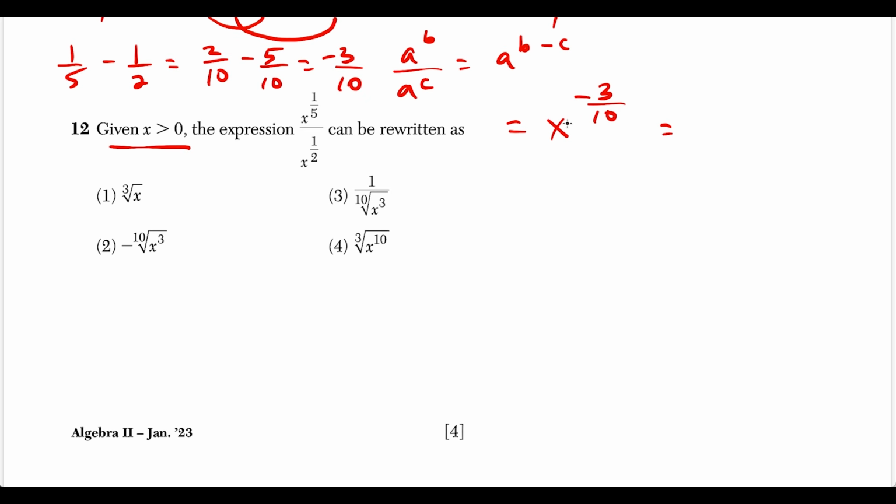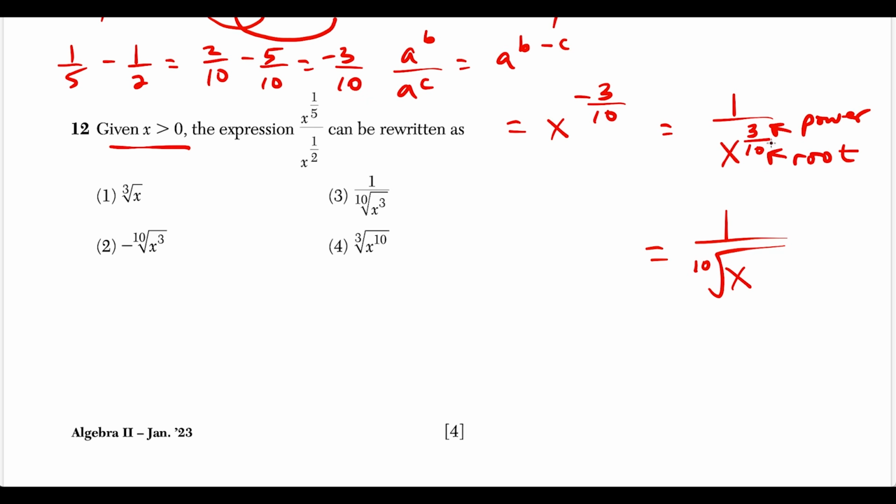And now we have x to a negative power. We could write this as 1 over x to the positive 3/10. And just know when you want to write this in radical form, the number on top is your power and the bottom number is your root. It's power over root. So this I could say is 1 over x, and then the root is 10. So I have a 10 in front of my radical in the index spot, and the power on the inside is 3. So now just scan the answer choices. This matches choice 3.